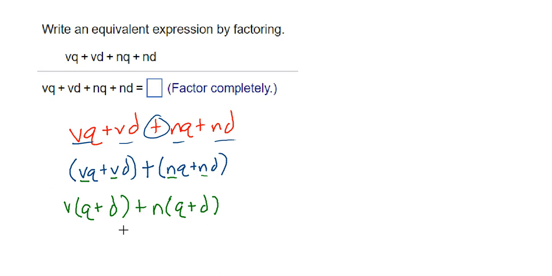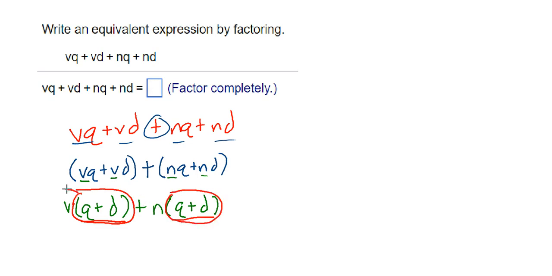The last step is you should have another common factor to factor out, and it should be the parentheses. And that's what we have here. We have q plus d in the first term. We have q plus d in the second term. It's a factor in both of these terms. So q plus d is my common factor now. And so I'm going to factor that out. So we have q plus d here. We have q plus d here.